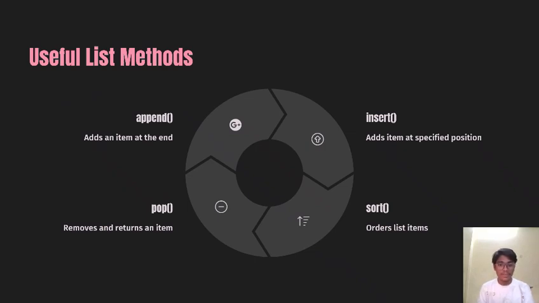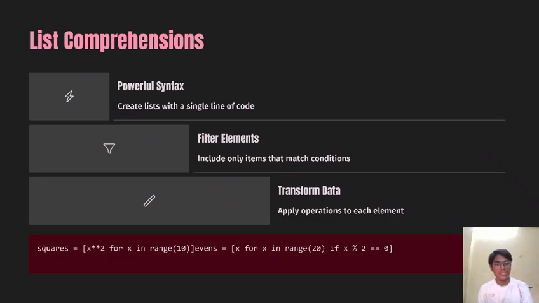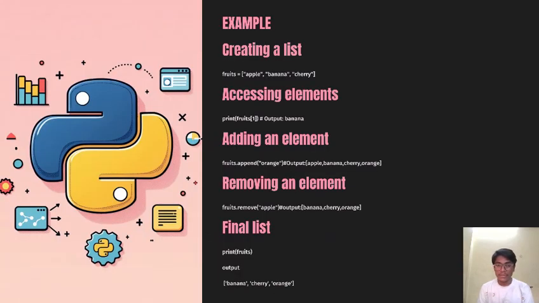Useful list methods. Append adds an item at the end. Pop removes and returns an item. Insert adds an item at a specified position. Sort orders list items. List comprehensions: powerful syntax that creates a list with a single line of code. Filter elements: include only items that match conditions. Transform data: apply operations to each element.